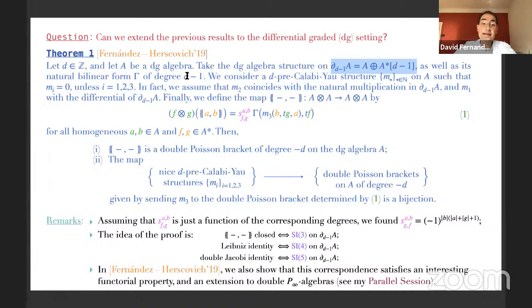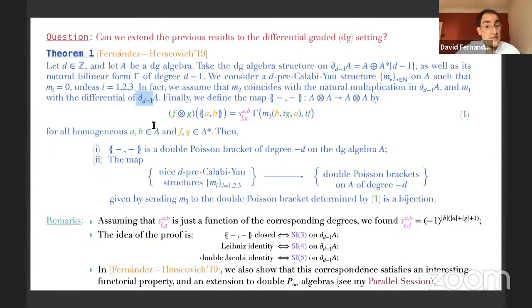Now, let me consider a D pre-Calabi-Yau structure whose higher multiplications will be denoted by M, such that we have only M1, M2, and M3, okay? And the rest are zero. I'm focusing on M1, M2, and M3. And in fact, let me assume that this M2 coincides with the natural multiplication in this space. And because this space is naturally a differential graded algebra, because A was a DG algebra, then I will assume that M1 coincides with the natural differential of this space.